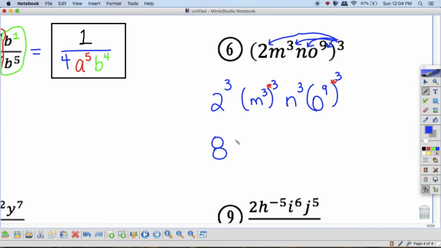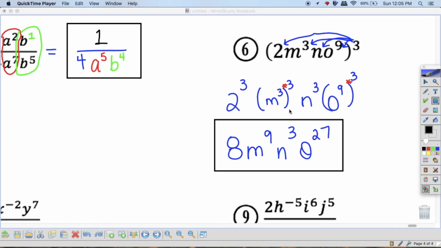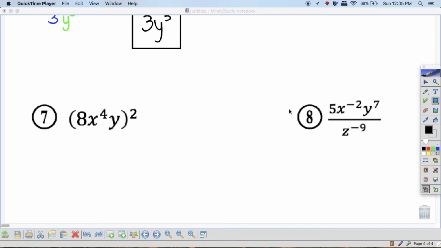M to the 3rd power gives me m to the 9th, n to the 3rd. O to the 9th to the 3rd power gives me o to the 27th power. Okay, same thing for number 7.